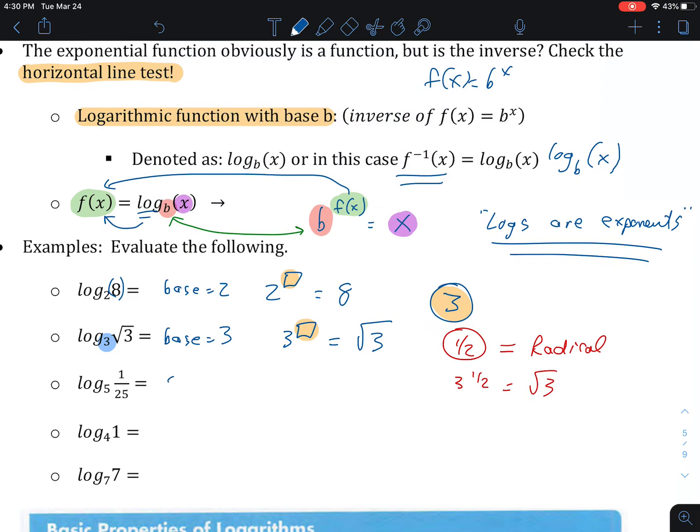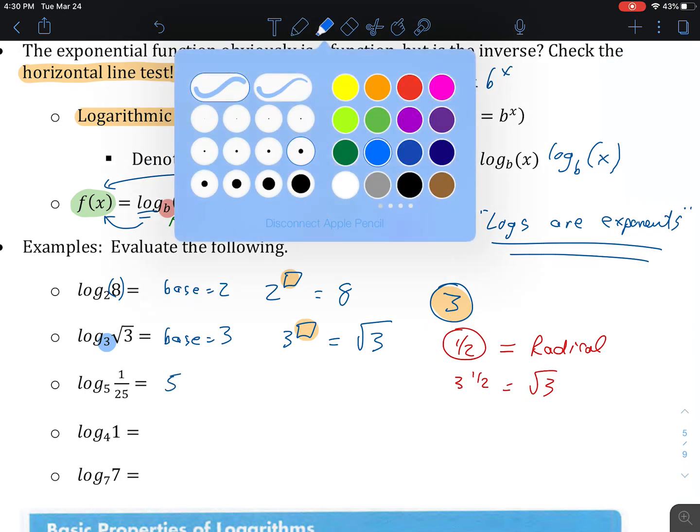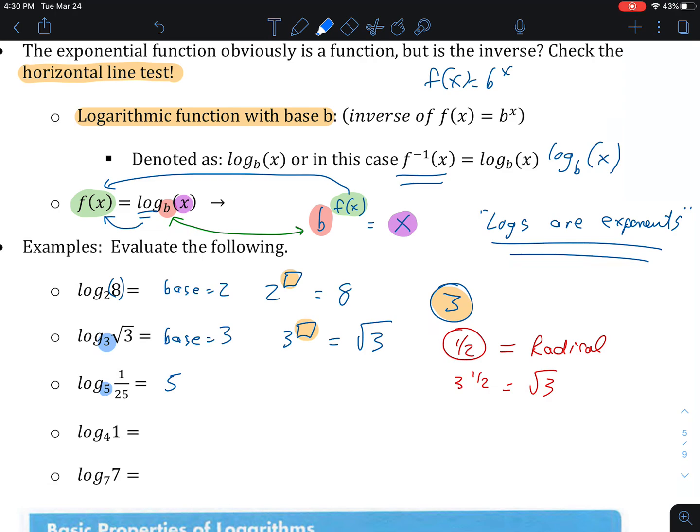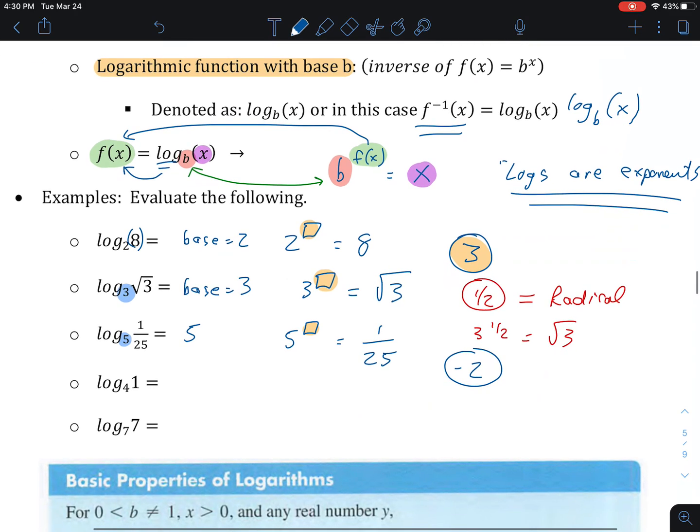Logs are exponents. They're equal to the exponent. 5 is my base. Here's my 5, there's my base. 5 raised to the what is going to give me 1/25? All right, I'm on the bottom, and it's a 25. How do I get from 5 to 25? That would be a 2. But it's underneath a 1. So now it's not just a positive 2, it's got to be a negative 2, because 5 to the negative 2 gives me 1/25. Right? Are we following a little bit?